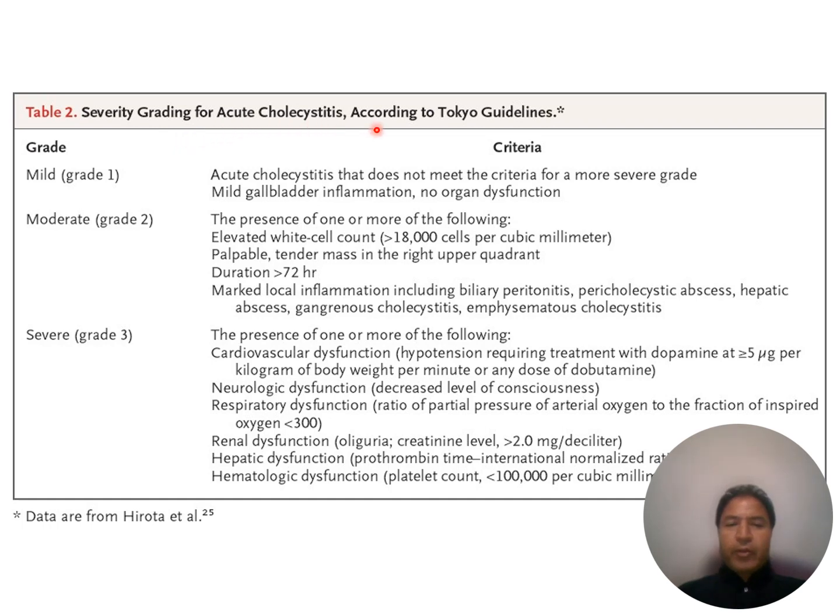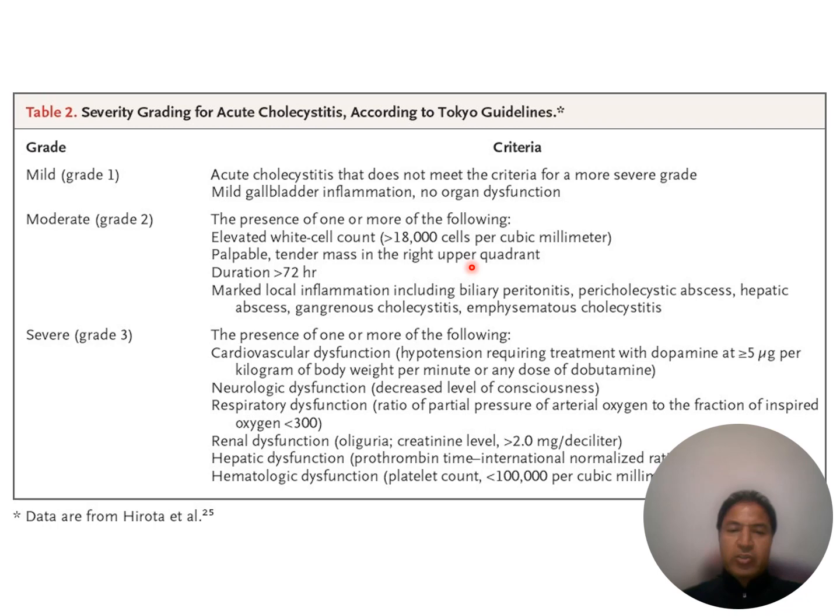Severity grading of acute cholecystitis according to Tokyo guidelines. Grade is mild, moderate and severe, Grade 1, 2 and 3. Grade 1 is acute cholecystitis that does not meet the criteria for a more severe grade, with gallbladder inflammation, no organ dysfunction.